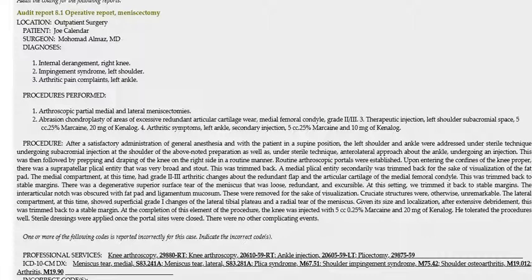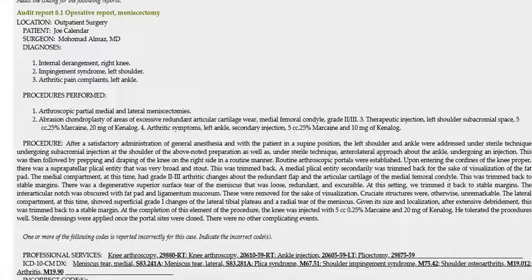There was a suprapatellar plical entity that was very broad and stout. This was trimmed back. A medial plical entity secondarily was trimmed back for the sake of visualization of the fat pad. The medial compartment at this time had grade 2 to 3 arthritic changes about the redundant flap and the articular cartilage of the medial femoral condyle. This was trimmed back to the stable margins. There was a degenerative superior surface tear of the meniscus that was loose, redundant, and excisable. At this setting, we trimmed it back to stable margins.